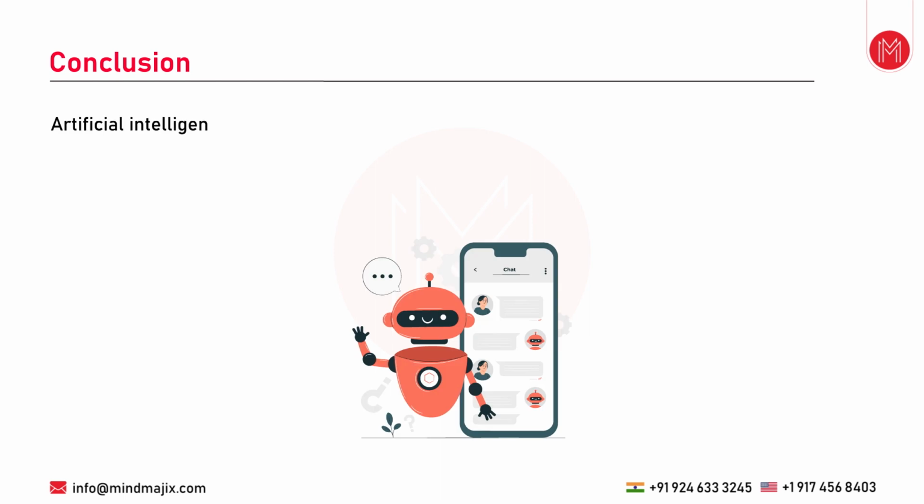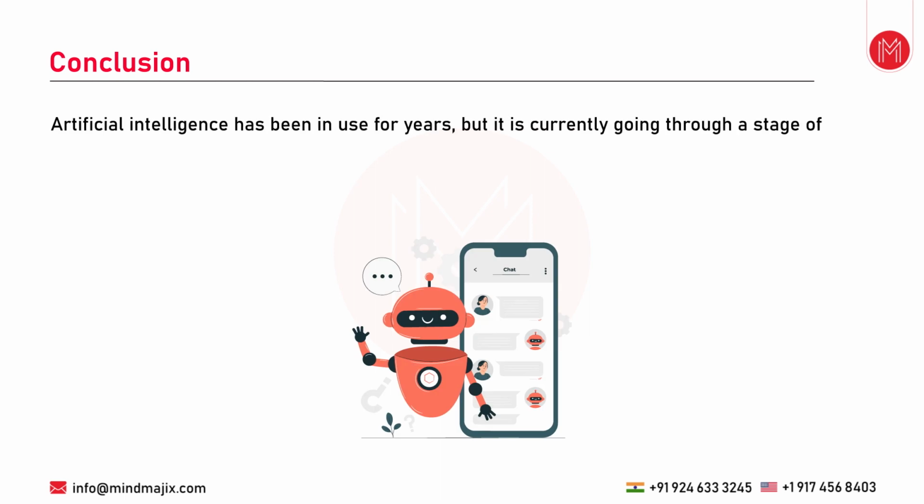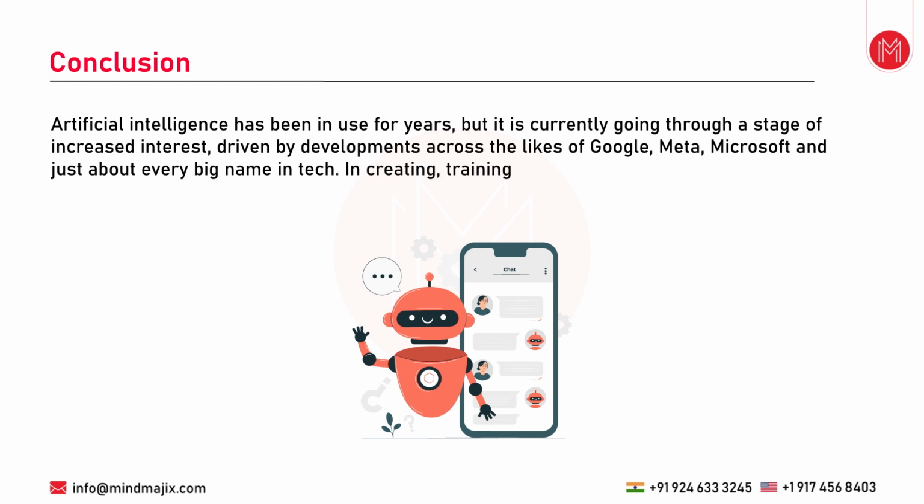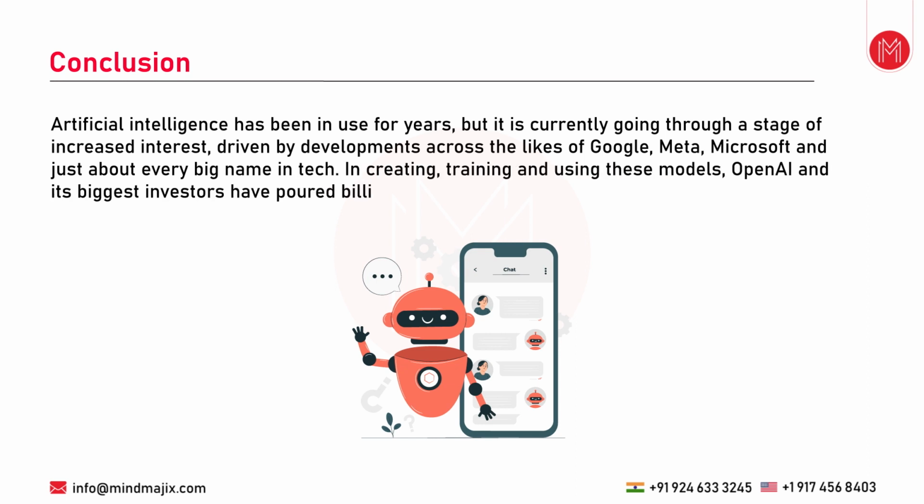Artificial intelligence or AI has been in use for many years, but it is currently going through a stage of increased interest. This is driven by developments across various big companies like Google, Meta, Microsoft, and many others. In creating, training, and using these models, OpenAI and its biggest investors have poured billions of dollars into these projects. As I've told you, we are in the initial stages of ChatGPT, so there's nothing to worry about. It's just a tool, I believe. And for any tech person, you just have to be able to use it to your good effect, for your productivity or for accomplishing the tasks that you have.